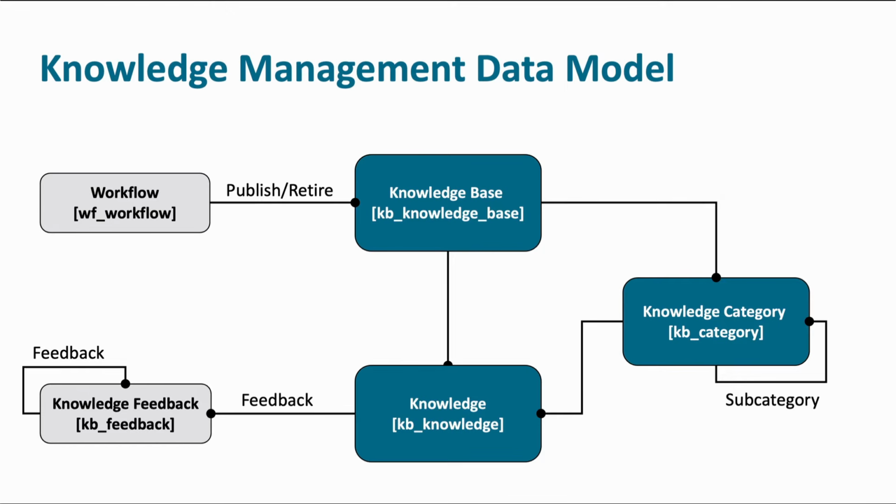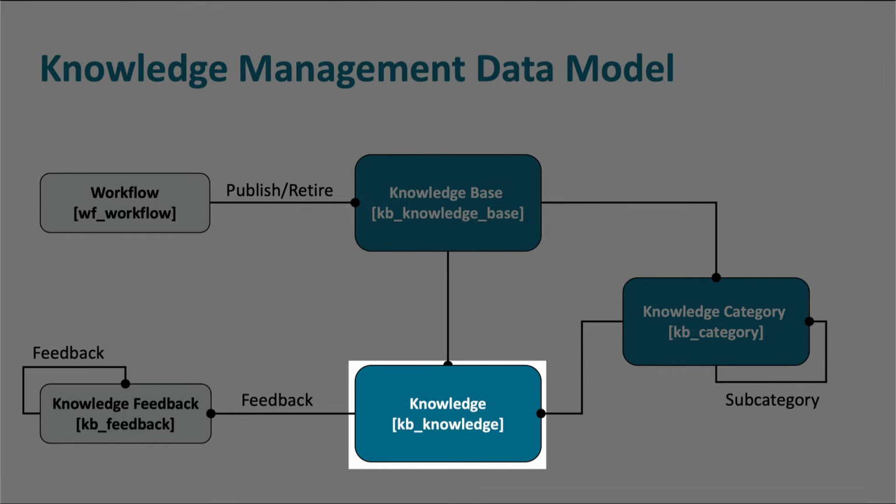So we've created a knowledge base to publish useful marketing information. We've added a couple knowledge categories to help organize that information. Now comes the good stuff, the articles, the content in the form of knowledge articles. Each knowledge article is stored as a record in the knowledge table.